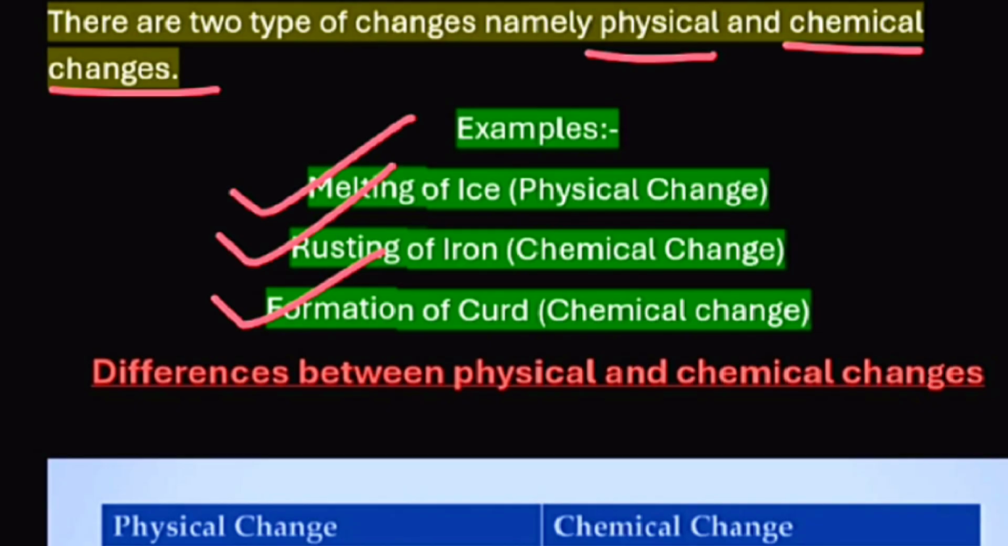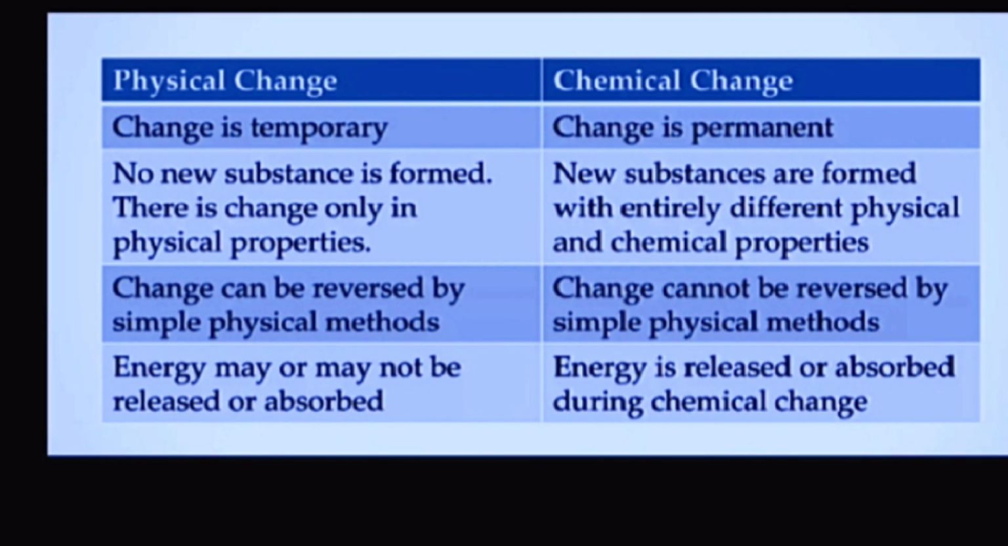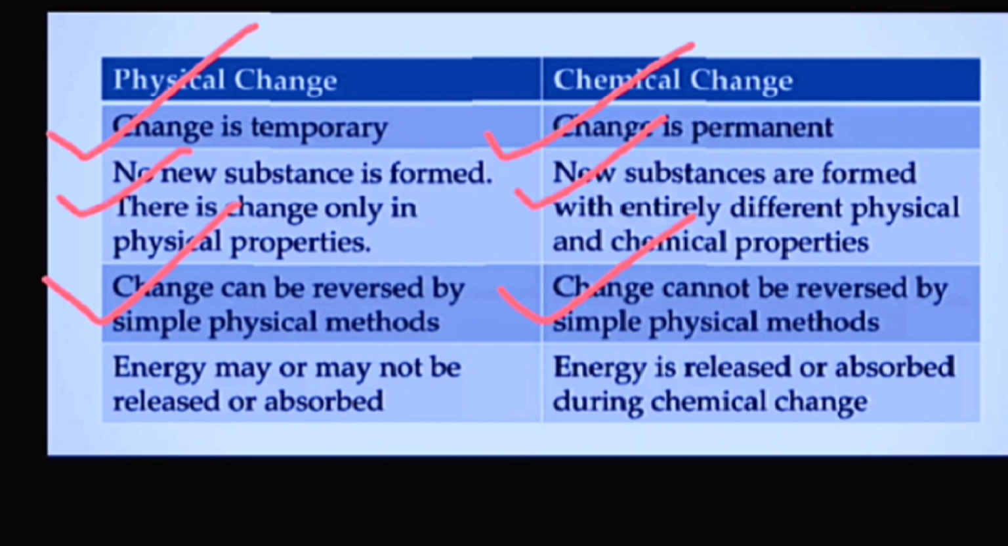Now we have to discuss the difference between physical and chemical changes. The physical change is a temporary change. The chemical change is a permanent change. No new substance is formed in a physical change, whereas a new substance is formed in a chemical change. Change can be reversed in physical change, but cannot be reversed in chemical change. Energy may or may not be released in physical change, but energy is released or absorbed during chemical change.